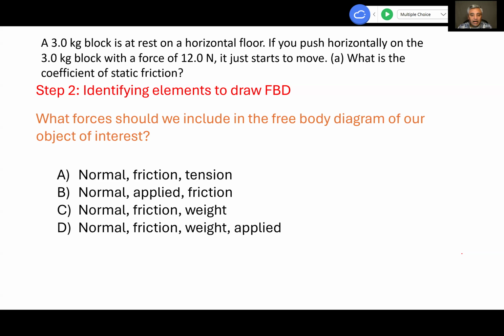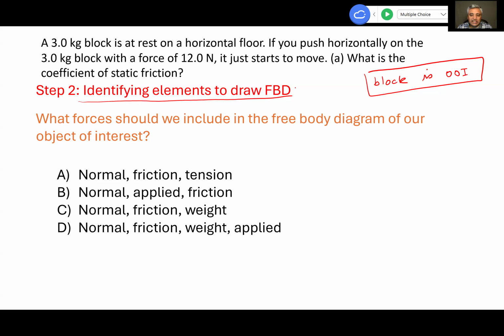So here, how do you determine the object of interest? Which object is moving or trying to move here? That's the object of interest, okay? So in this case, it is a block. The block is the object of interest for the free body diagram. Now, drawing a free body diagram means drawing all possible forces acting on the object of interest.